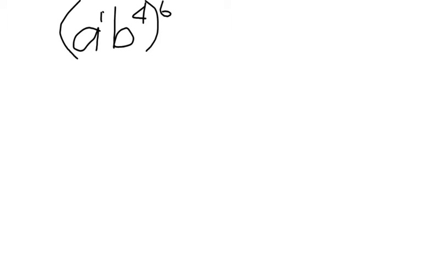Well, what this is saying is everything in the brackets acts like our base. So this is acting like our base, and the 6 up here is our power. That means that we must multiply a to the power of 1, b to the power of 4 by itself 6 times. So it would be like so.